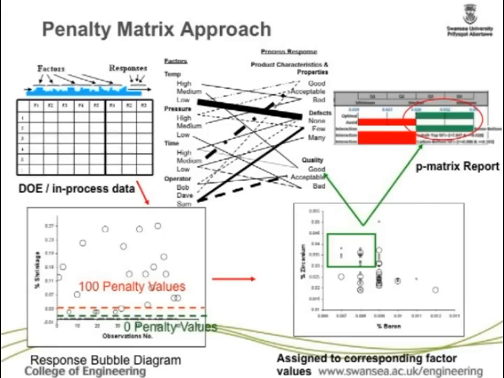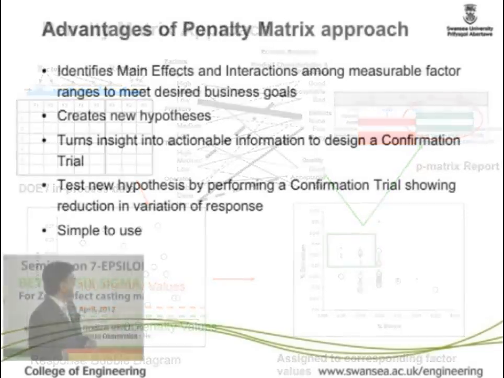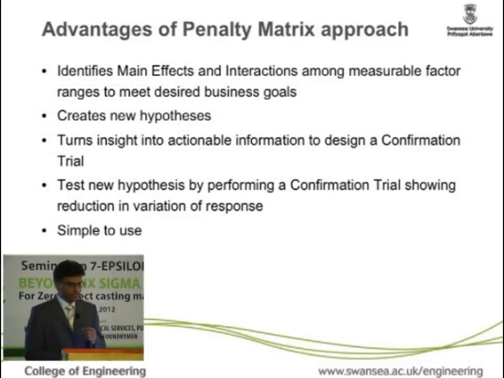But then that process knowledge, we develop the library of this process knowledge, and then check with the published literature, and so on and so forth. So what are the advantages of this approach? It identifies main effects and interactions in a different way, but which is more meaningful because it's your own data. It's not telling you something new. It's not putting some distributions on your data. But then that is the key thing, the measurable factor ranges. So you can implement that on the shop floor in order to meet the desired business goal. That is the buzzword, because any deviation from a desired business goal is penalized. And then you create a new hypothesis, and that helps you to turn insight into actionable information.